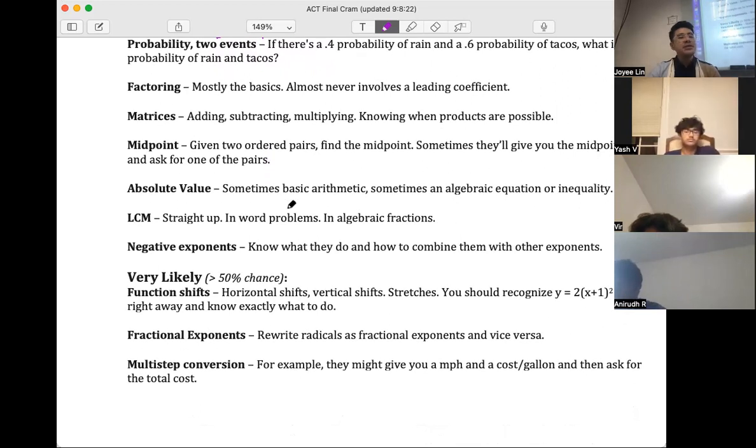LCM, that one's very likely going to show up. How do LCM questions present themselves? Least common multiple. Two things are happening at different rates, right? And when will they happen at the same time? You have a light flashing every 4 seconds and a light flashing every 6 seconds. You take a pill every 4 hours and you take another pill every 6 hours. Something like that. Two things are going on at different rates. When do they happen at the same time?